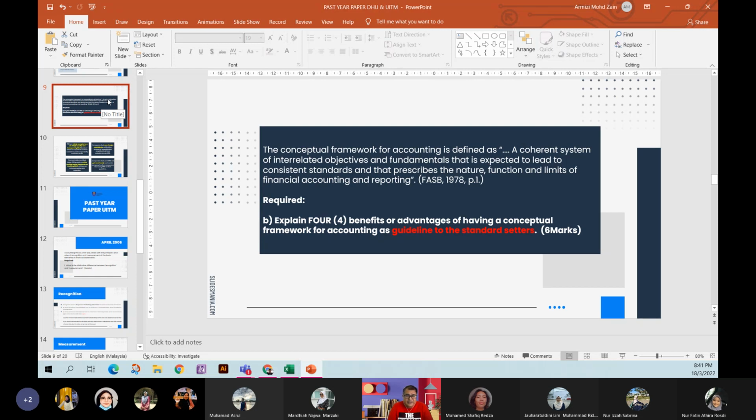Dulu-dulu kita panggil income statement. Lepas tu IFRS tukar, MFRS pun tukar juga kepada statement of profit or loss. Ada dia punya definition, ada dia punya argument. Table dia panggil apa tadi? Apa dia panggil ni? Saya lupa dah.